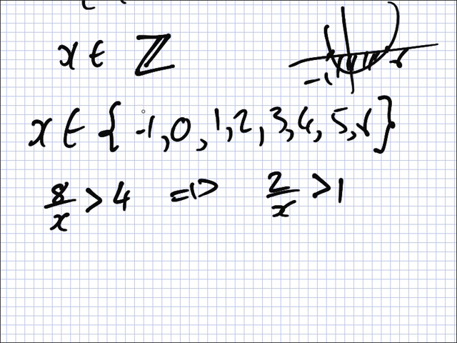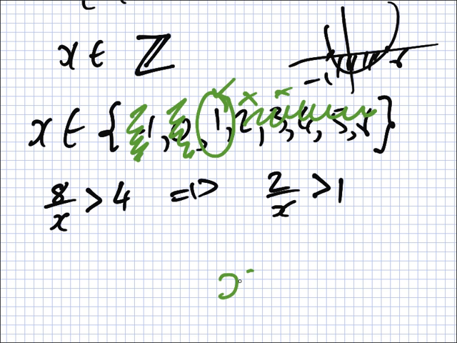Now, we have a small problem straight away. We can see one answer here we can delete. What answer? 0. Because we can't have 2 over 0 more than 1. What answer do I also delete? Minus 1. Is a negative more than a positive? No. Could I have 1? 2 over 1 is more, yeah. Could I have 2? No. 3? No. 4? No. Only 1. The answer is x is 1.